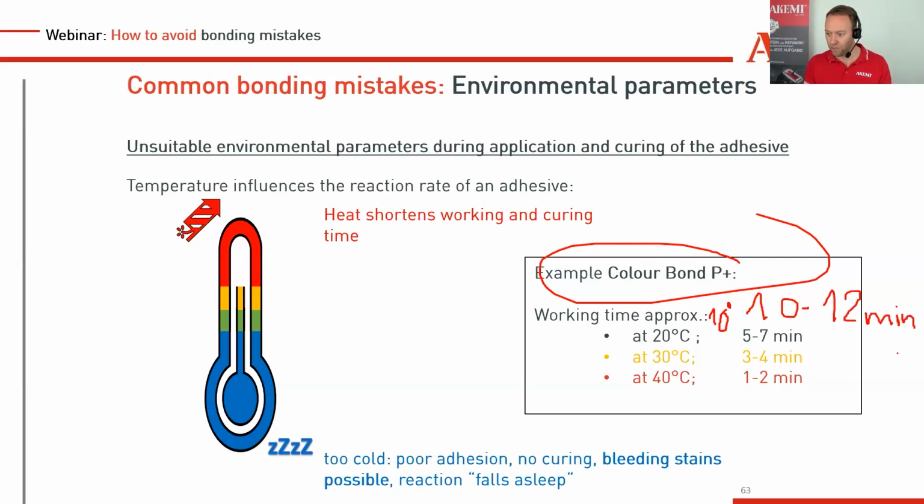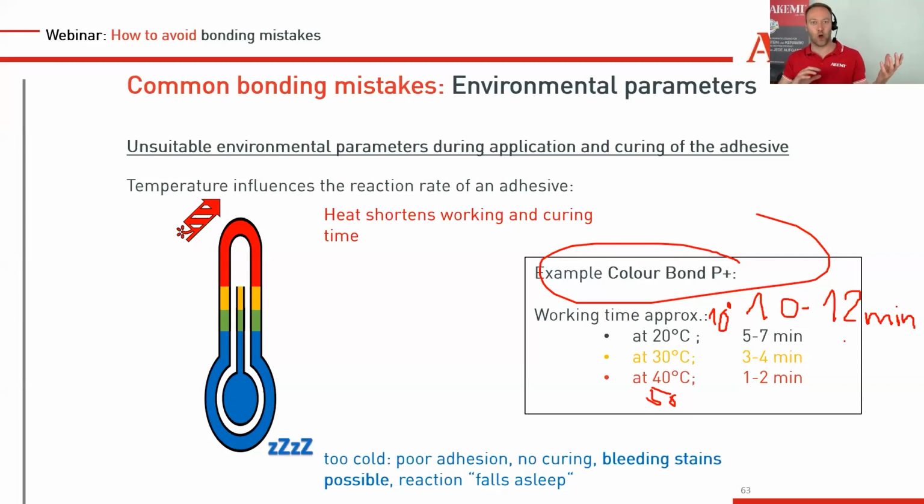So when it's warm, place your products into a cool area. Don't put it into the car. When you go to a site, the car gets heated up to maybe 50 degrees, then you don't even have to start with bonding. So when you work in the workshop, put it into the fridge. Then you have like 10 to 12 minutes.